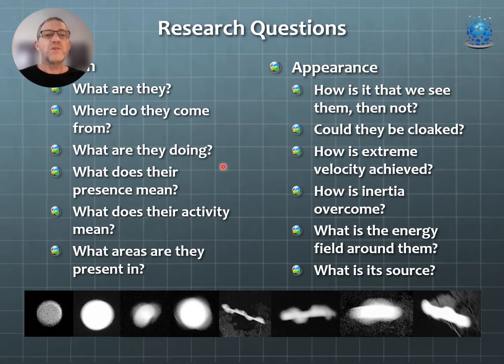In terms of research questions, I've been over these before. Just briefly, we were looking at things like what are they, where do they come from, what are they doing, what does their presence mean and their activity, and what areas are they present in. And in terms of appearance, it's why can we see them and not see them, how could they be cloaked and how would that work, how is extreme velocity achieved and inertia overcome, and what is the energy field around them and its source.